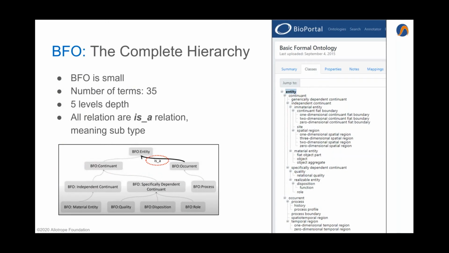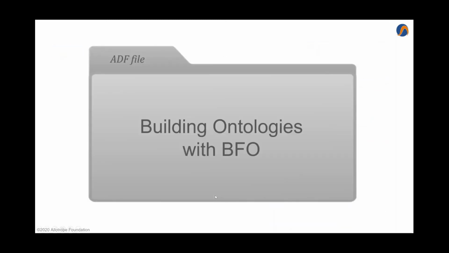Altogether, we reviewed some of the categories of the BFO. BFO is small, only 35 terms, 5 levels, and all the relations are subtype of. So occurrent is a subtype of entity, and process is a subtype of occurrent, and a role is a subtype of dependent continuum. So now that we are already experts on BFO, we can start building ontologies with BFO.